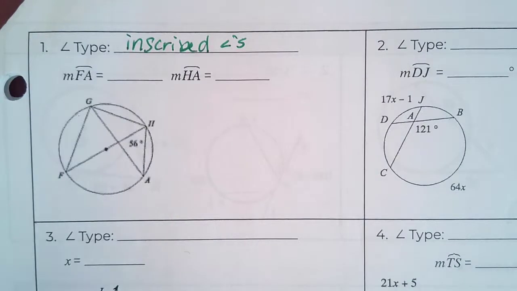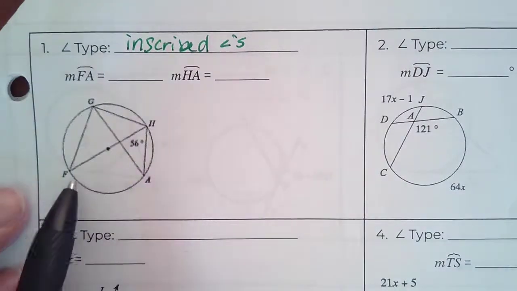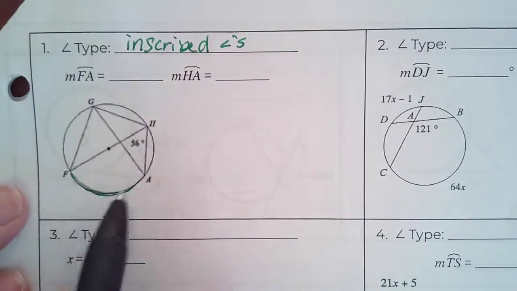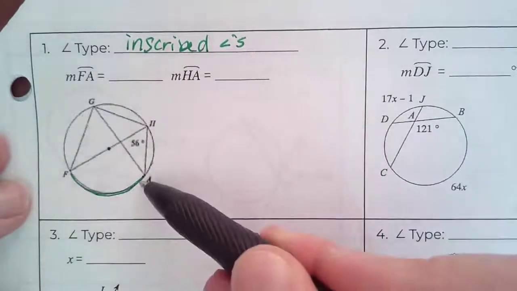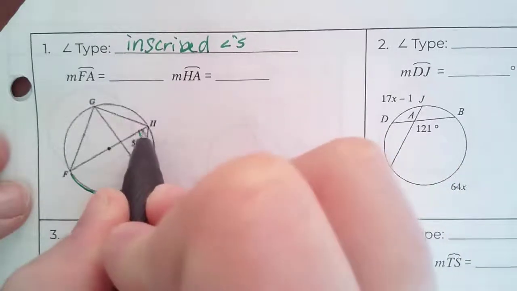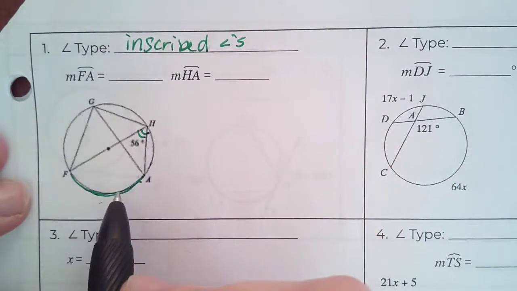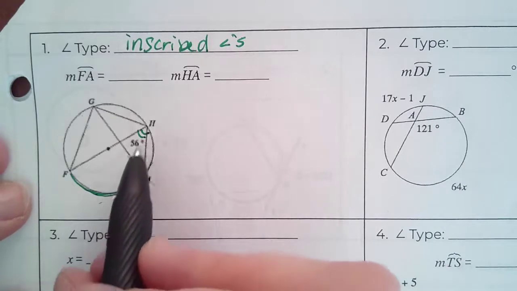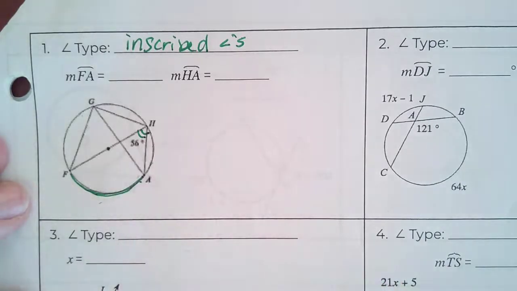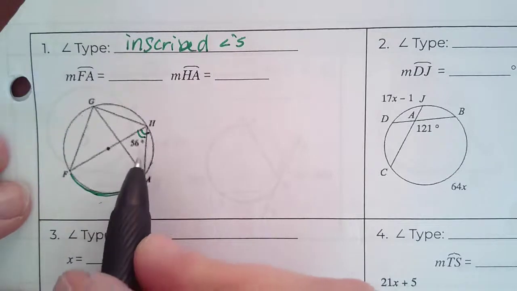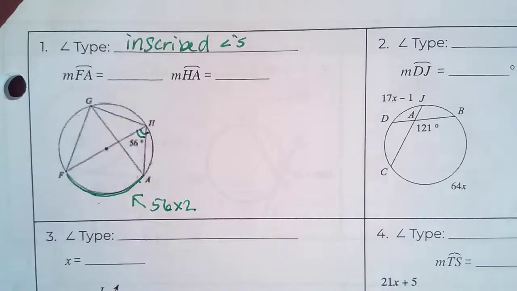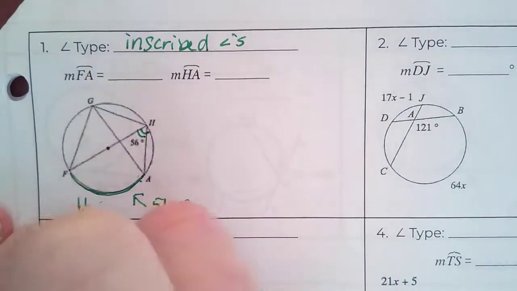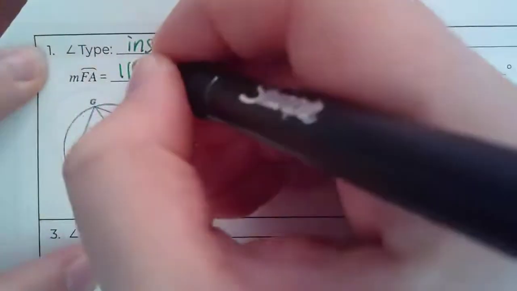All right, so I need to find arc FA, and I need to find arc HA. Well, I can tackle FA first because angle H here is opening up to arc FA. So the angle equals half of the arc. So if I multiply 56 times 2, what's 56 times 2? 112. So FA is 112.